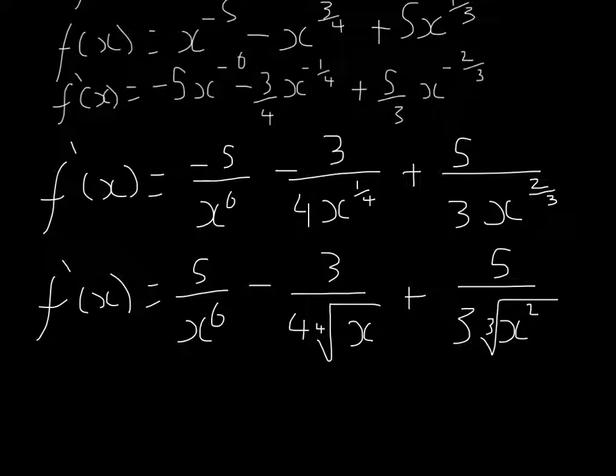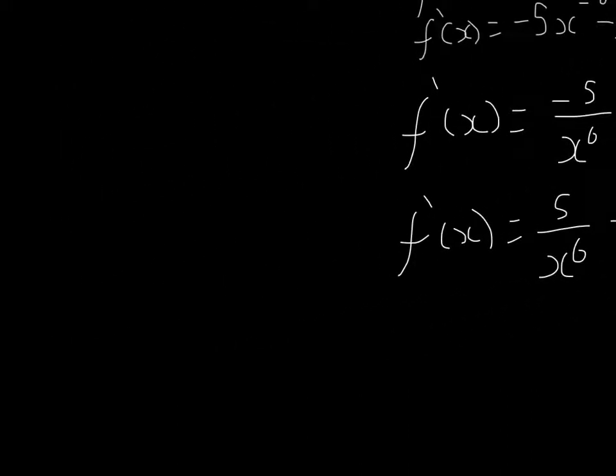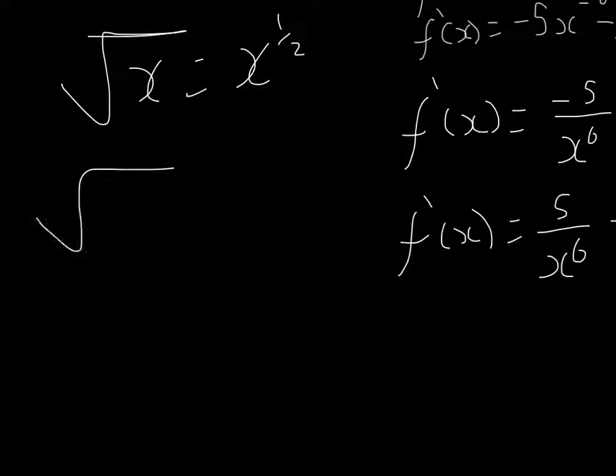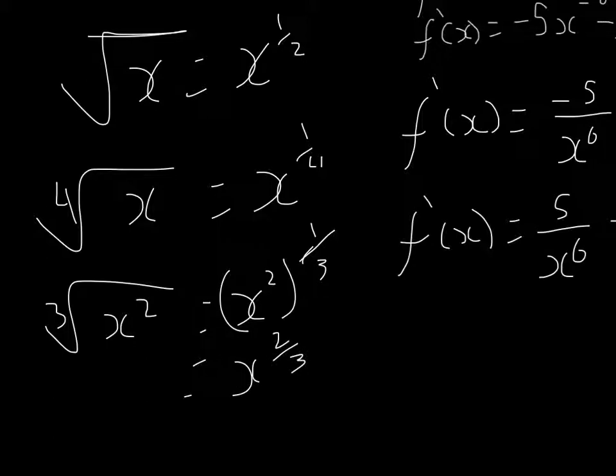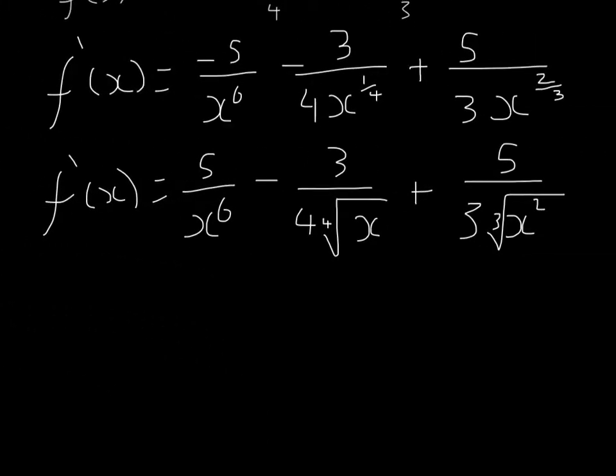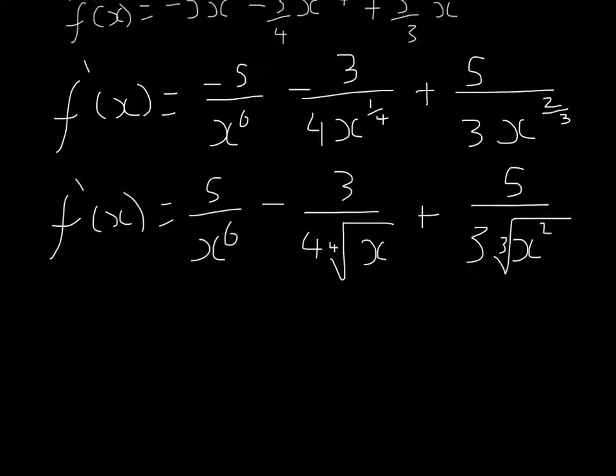If I just zoom my page out here for a second, if you remember our index laws, if we said we have the square root of x, that's the same as x to the power of a half. If we have the fourth root of x, that's the same as x to the power of a quarter. If I have the cube root of x squared, that's the same as x squared to the power of a third, which is the same as x to the power of 2/3. And using that principle, we can simplify our answer as I have just shown you.